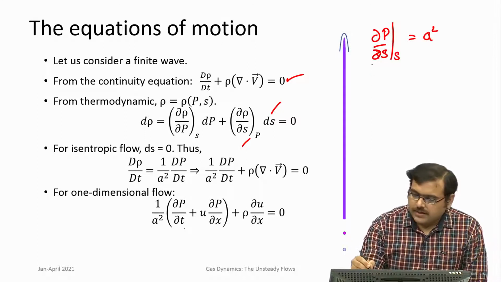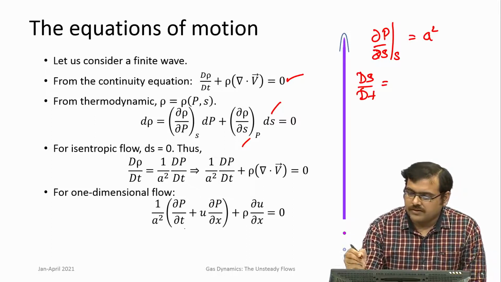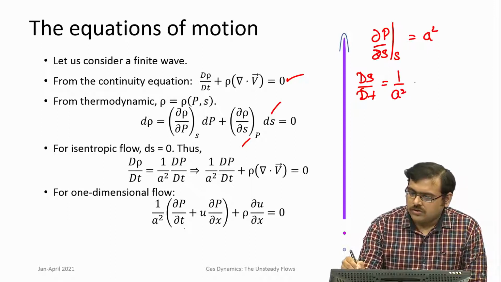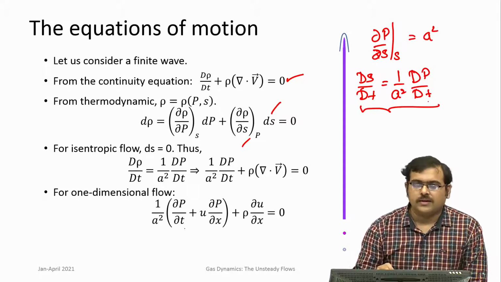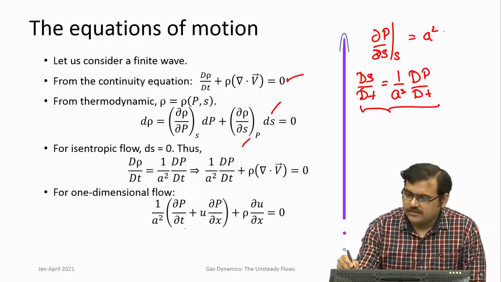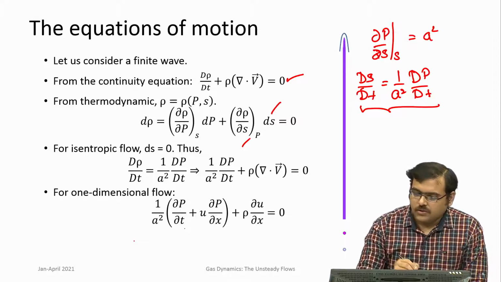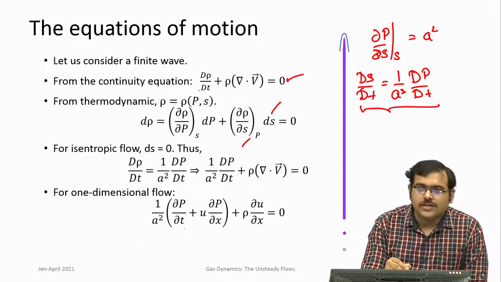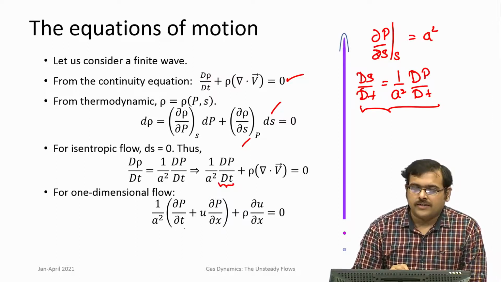So one can relate d rho by dt to dp by dt, that is change in pressure. So they can be related to each other by using the acoustic equation, that is speed of sound, 1 by a square dp by dt. Okay, so in the continuity equation, the material derivative of density is replaced by the material derivative of pressure. And why this is done will soon become evident.